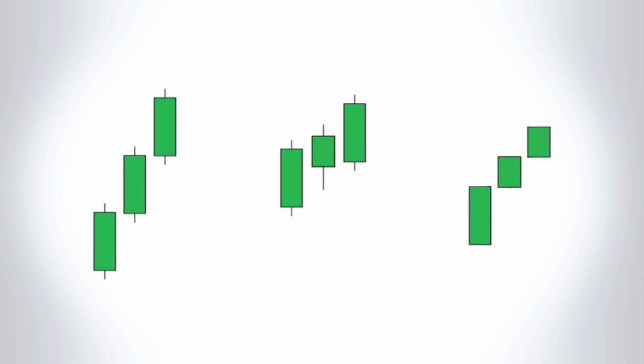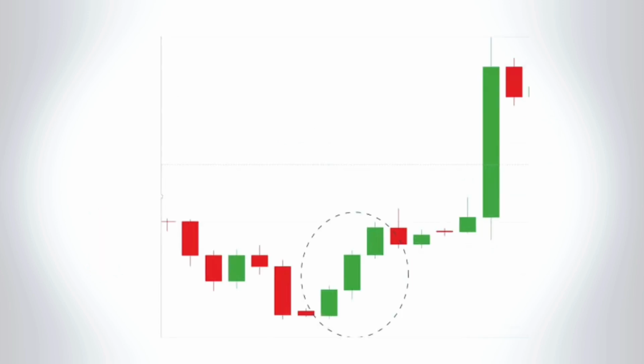The 3 white soldiers is a bullish candlestick pattern that consists of 3 consecutive long bullish, that's white or green, candles. It typically appears after a downtrend and indicates a strong shift in market sentiment, where buyers overpower sellers, signaling the beginning of a potential uptrend.